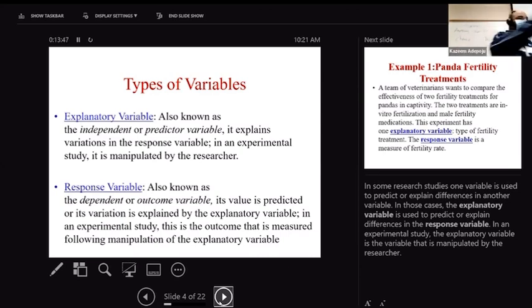When you are using a statistical model and studying relationships, you need to be able to identify what your response is and what your predictor variable, or explanatory variable, is. I'm going to give you another example in politics.